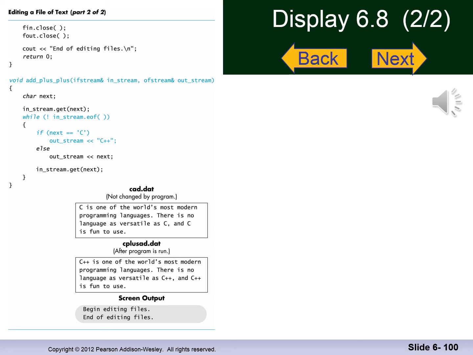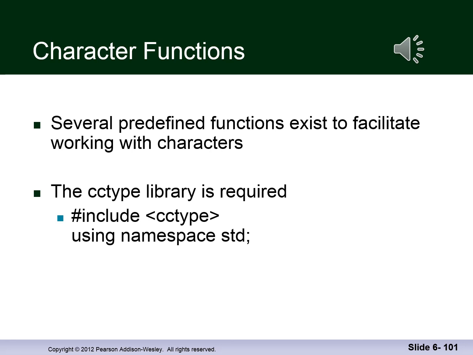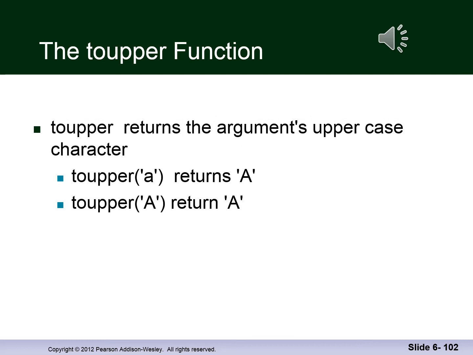There are some special predefined functions that work with characters. The cctype library is required to use these. toupper is the one that's most common. There's the include directive if you want to use toupper. I think we'll take a look at that in the next slide. And it uses namespace std. Should be no surprise to you. toupper takes a char as its one argument, and it returns the uppercase character of that argument. If you send it an uppercase, it's going to return the same char.